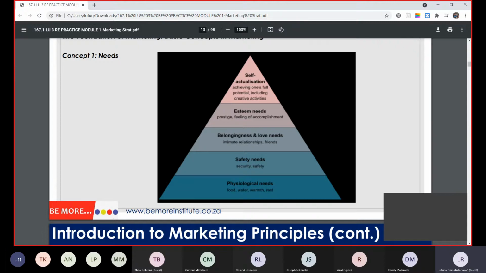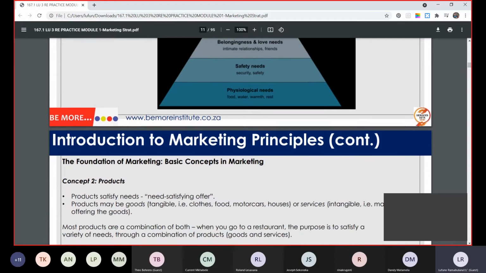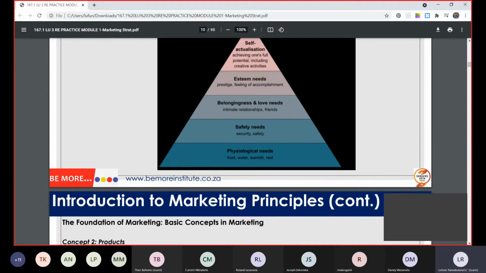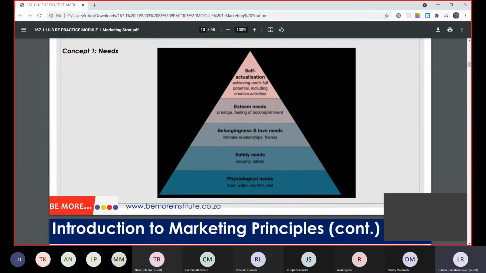Then there's the last one, which is the top one, which is self-actualization, achieving one's full potential, including creative activities and all those kinds of things. So these are the different needs according to Maslow's hierarchy of needs that one can look at. One way or another, we fit into this triangle that you see here, the different needs.